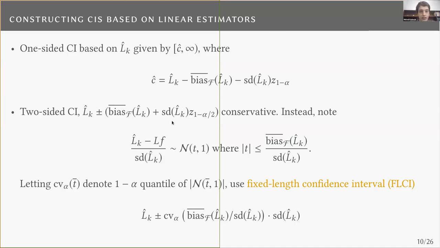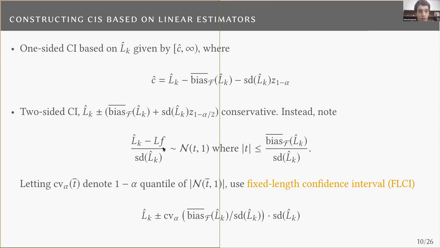For two-sided confidence intervals, I could use a similar approach by adding and subtracting the worst case bias in addition to adding and subtracting the two-sided critical value times the standard deviation. But this is a little bit conservative because the bias cannot simultaneously be large and positive and large and negative. So instead, we can shrink the length of the confidence interval a little bit by noticing that the t statistic, if I subtract off the parameter of interest, the conditional average treatment effect, from my estimator and divide by the standard deviation, is going to be distributed normally with variance one and a mean that I can bound, because I can bound the bias.